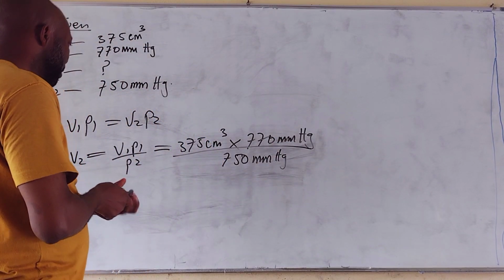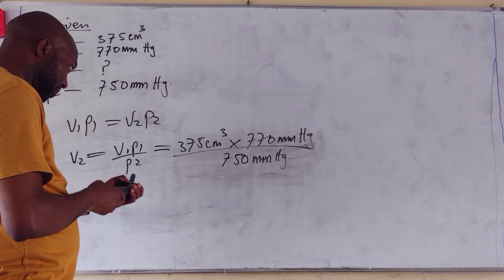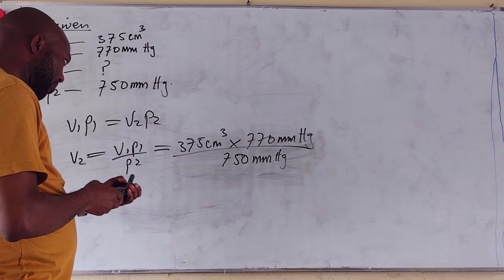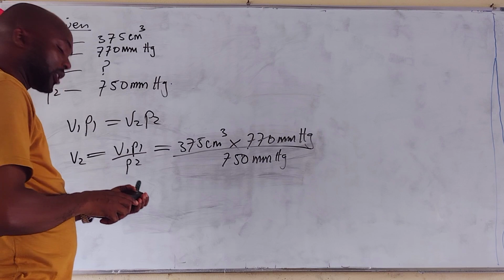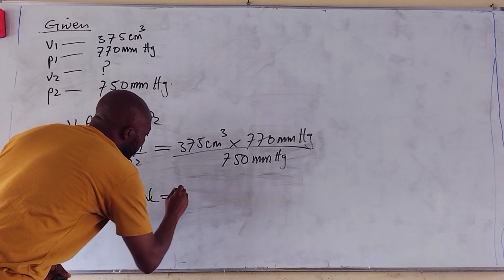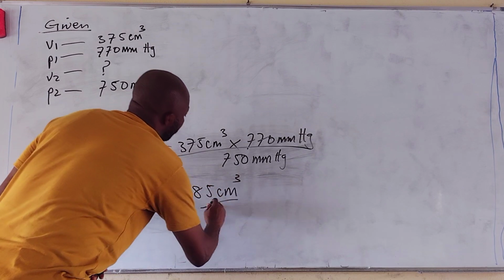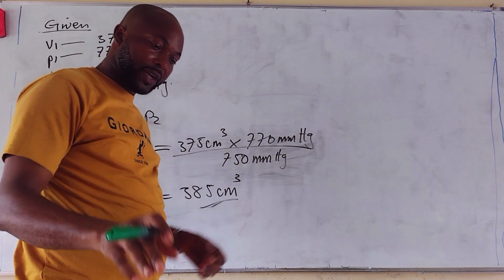So let's go. We have 375 times 770 divided by 750. That gives 385. So our V2 is equal to 385 cm cubed. So we move on. We have more questions here.